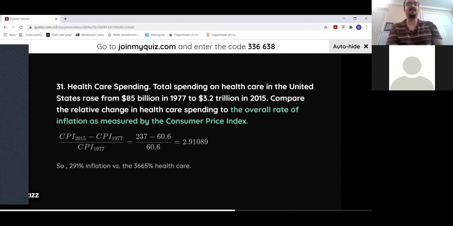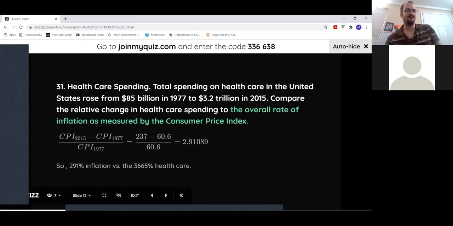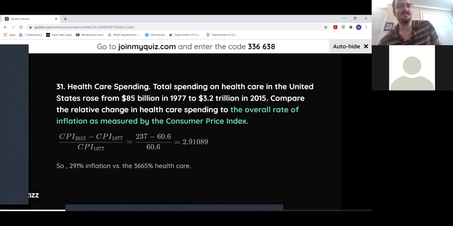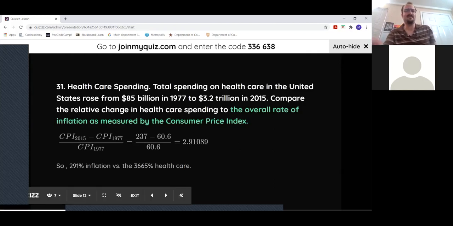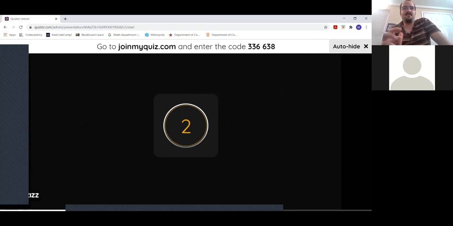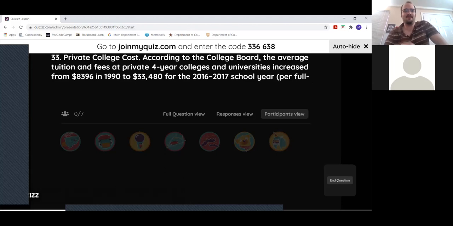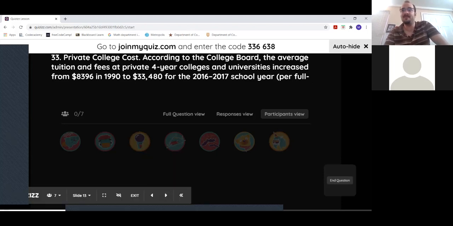Our healthcare is 3665. So what does that tell us about healthcare versus how much prices are going up? Prices are going up about 3 times as much, is what that means. It's about 300%, you could say. So your prices are tripling, basically. But healthcare is going up by almost 36 times as much, 37 times as much. So healthcare is too expensive, is what it's saying. We should probably keep doing things exactly the same way, so we're paying way too much for healthcare.